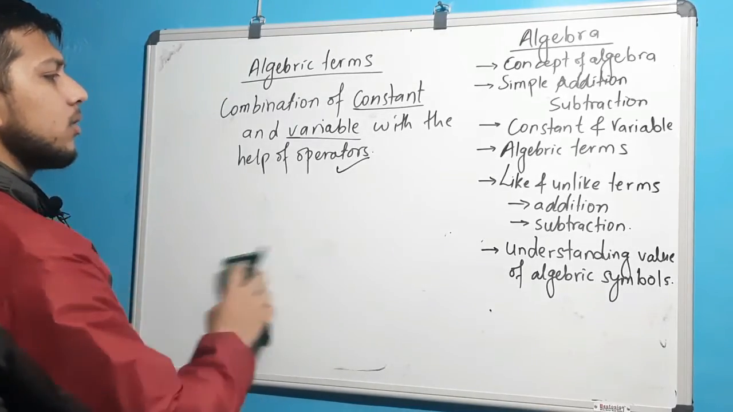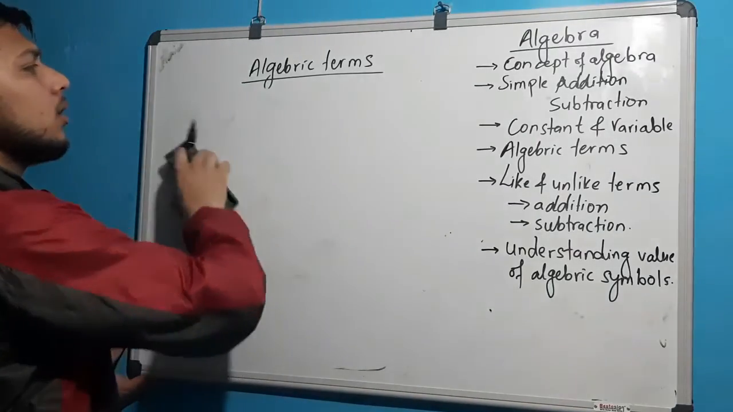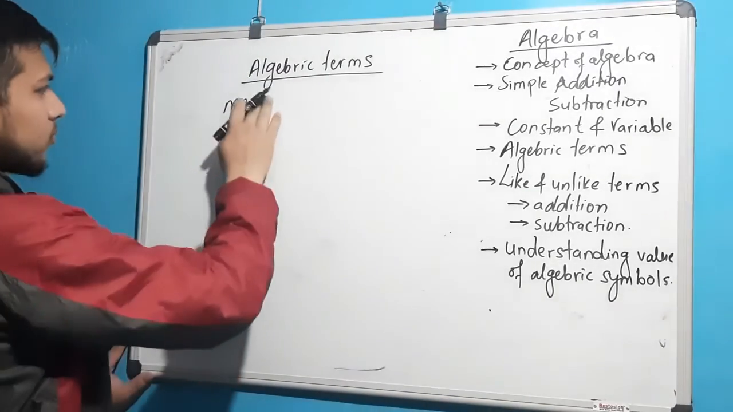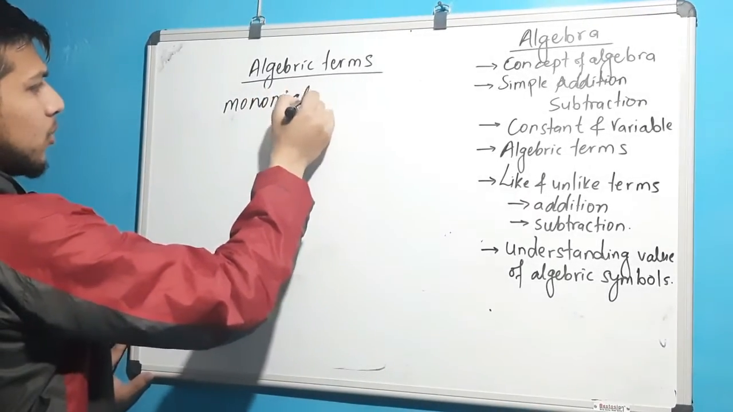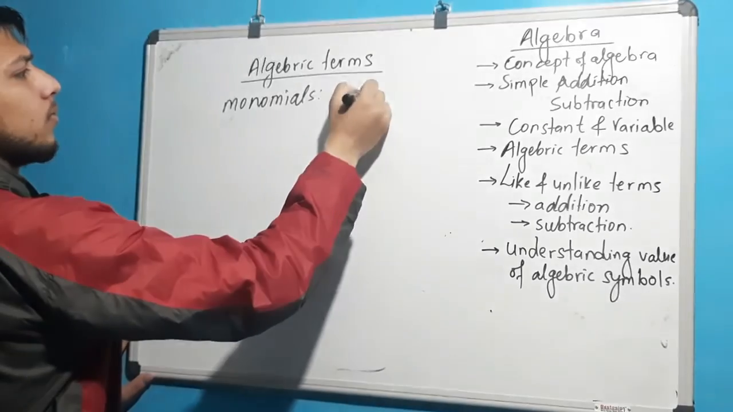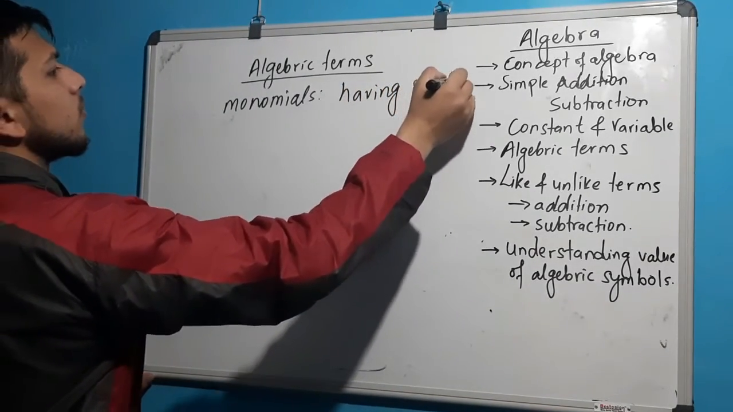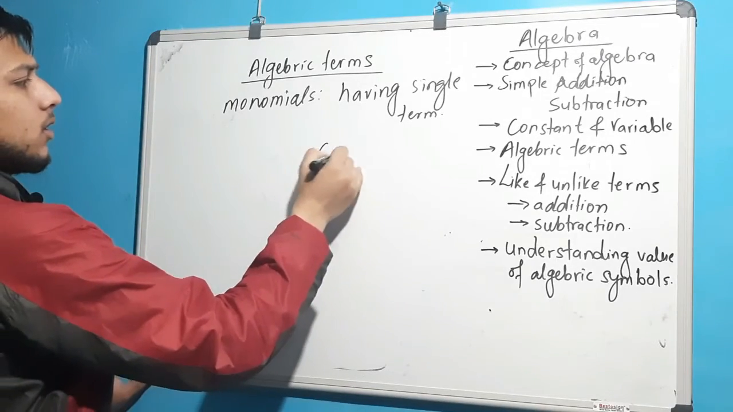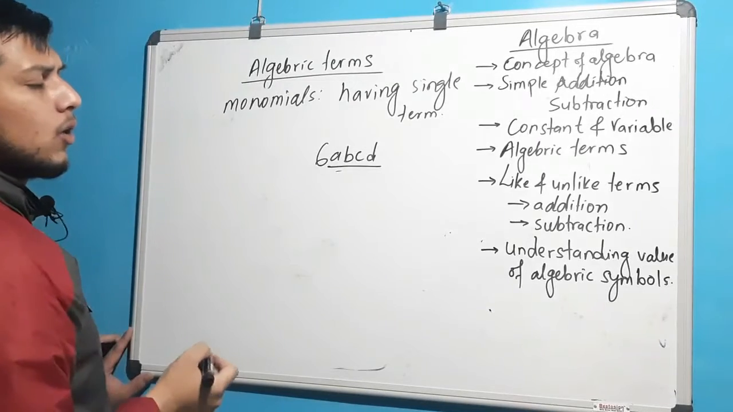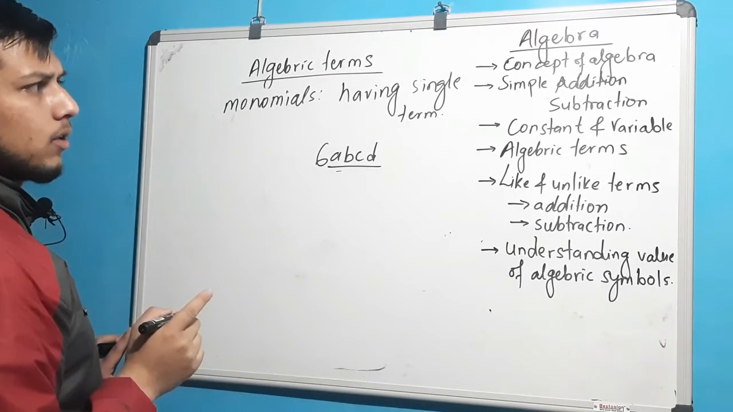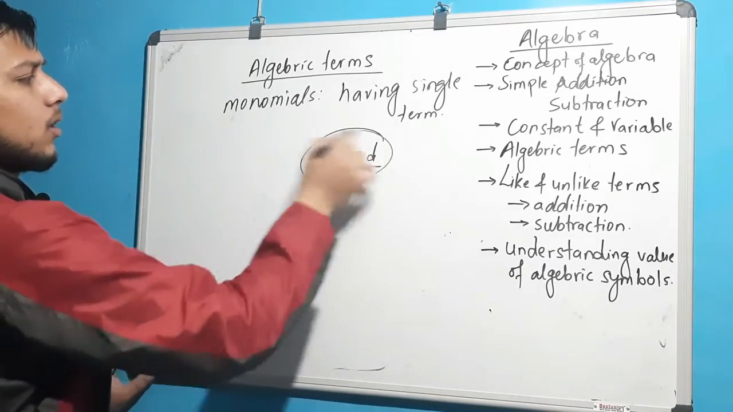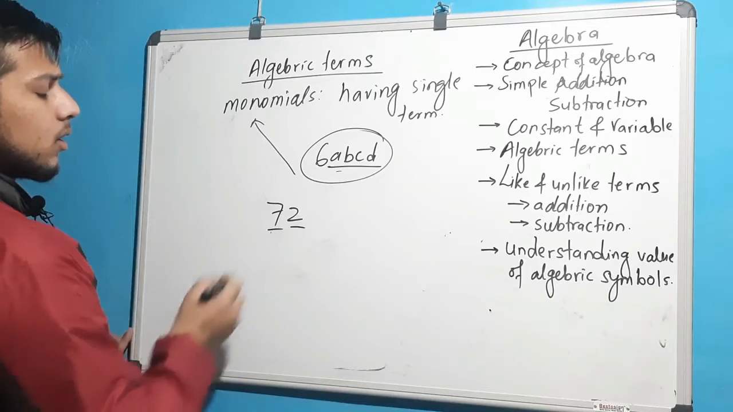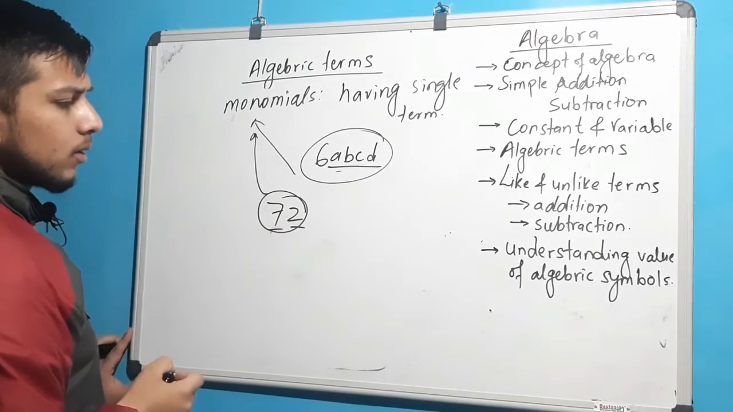On the basis of the number of terms, algebraic terms are further divided. Number one is monomials, having a single term. Single term means there are no operators. Like 6abcd, there are many symbols but they are not separated by operators, plus or minus, so there is no separate term. So this is a single term, a monomial. Like 7z, here is the combination of constant and variable but there is no operator, so this is also a monomial.